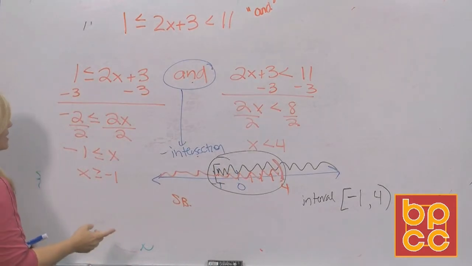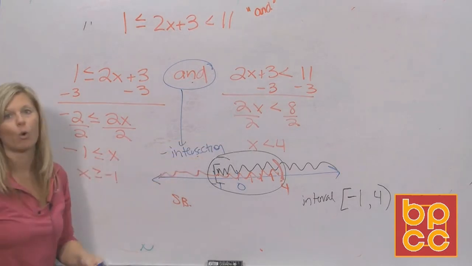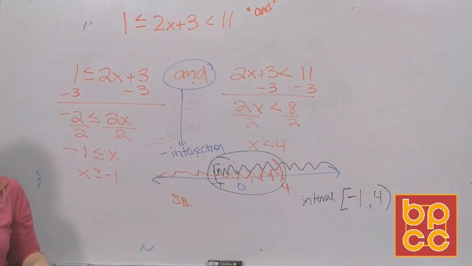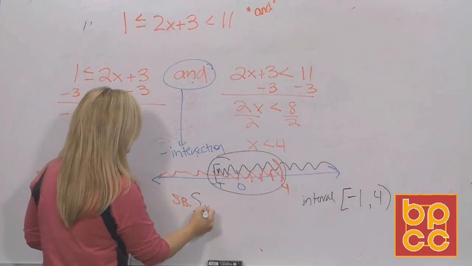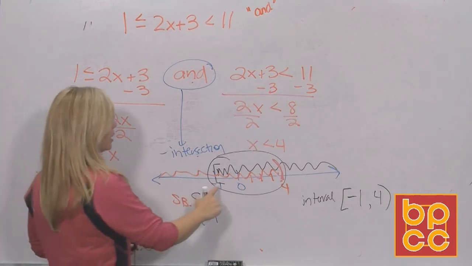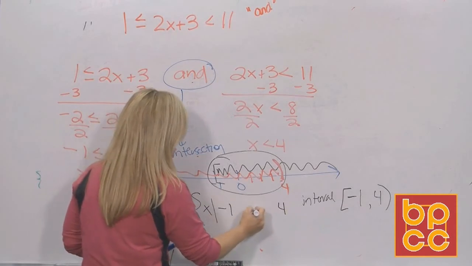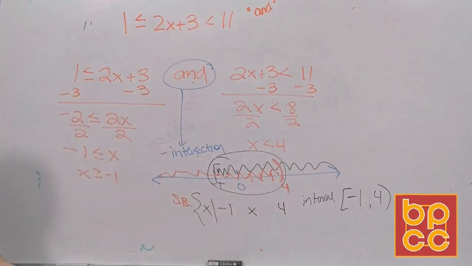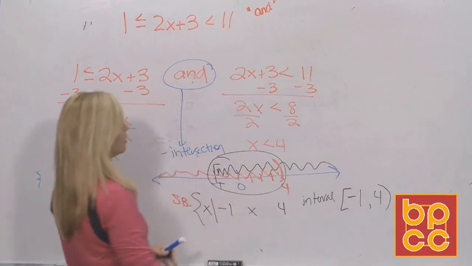You cannot write in set builder x is greater than or equal to -1 and x is less than 4. You'll get marked wrong. You never write the word and. So when you write the answer in set builder, x such that, you put the numbers you're in between. The smaller number is -1, the larger number is 4. You put x in the middle of that because that's what you're saying. I colored in all the numbers for x that are in between -1 and 4.